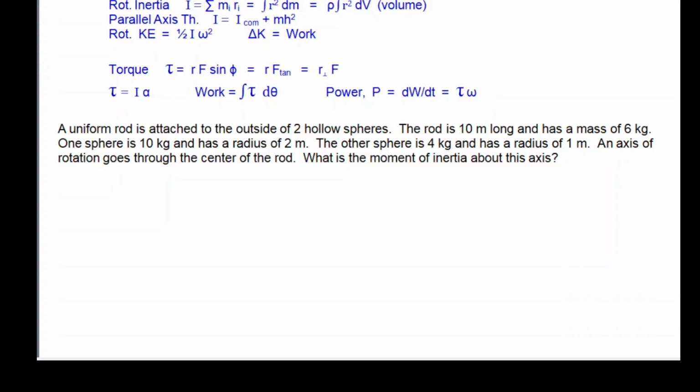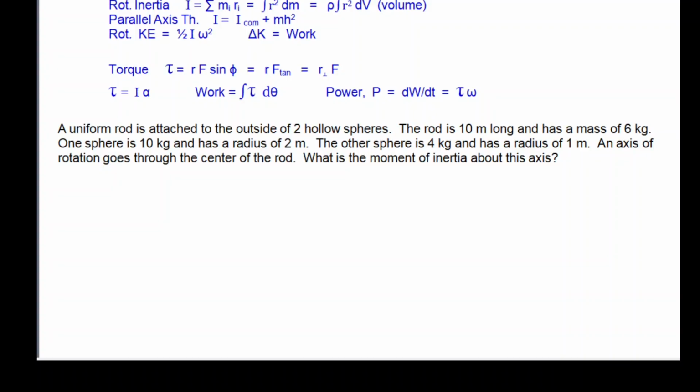Let's do one more problem. A uniform rod is attached to the outside of two hollow spheres. The rod is 10 meters long and has a mass of 6 kilograms. One sphere is 10 kilograms and has a radius of 2 meters. The other sphere is 4 kilograms and has a radius of 1 meter. An axis of rotation goes through the center of the rod. What is the moment of inertia about this axis?